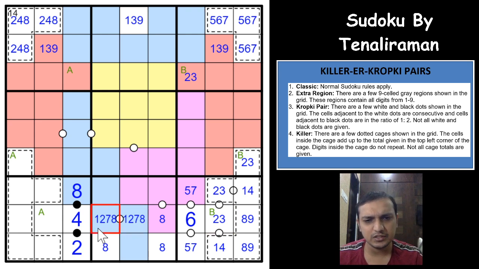7 and 8 is possible, 8 and 9 is not possible. So there are only two possibilities for this cell placed with 4 different placements, right? 1 and 2 in any order, or 7 and 8 in any order. Not much here. And 7 and 8 is not possible, right? Because 8 is already there in this region, so it has to be 1 and 2. Excellent. So it has to be 1 and 2.